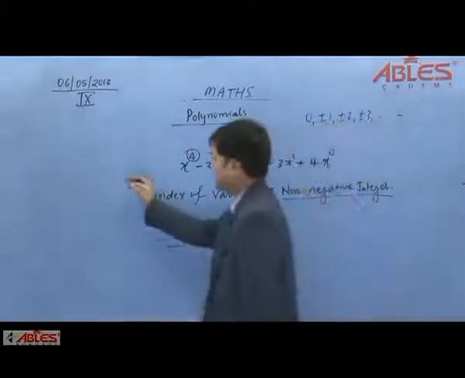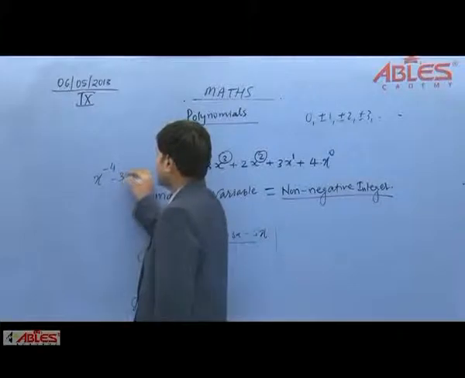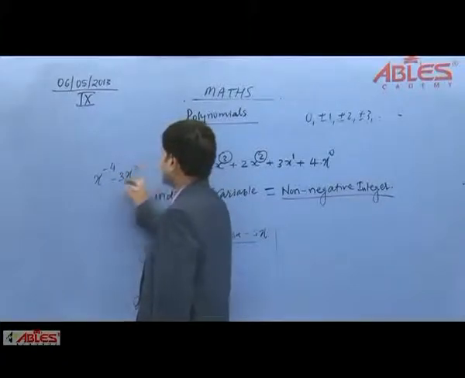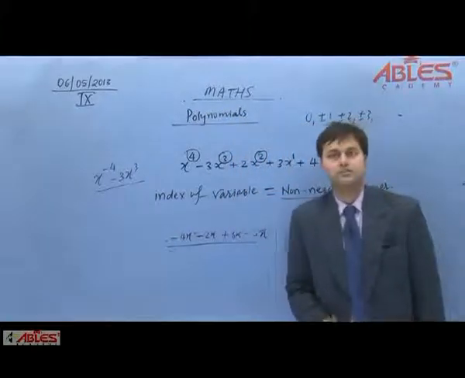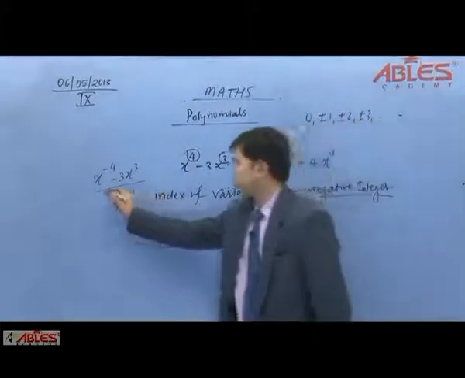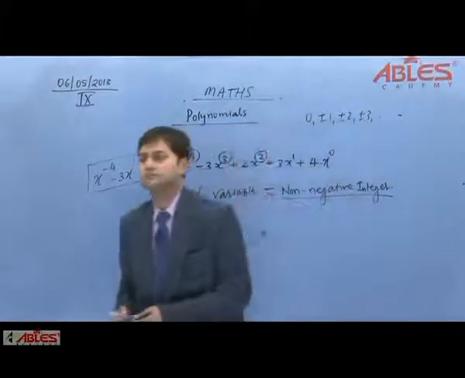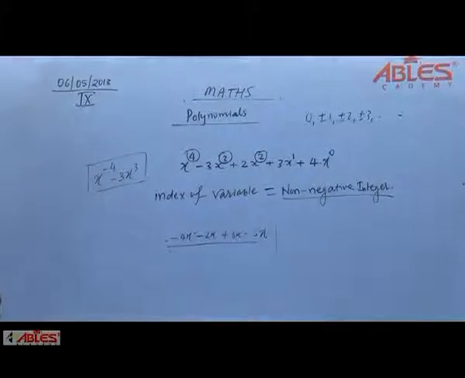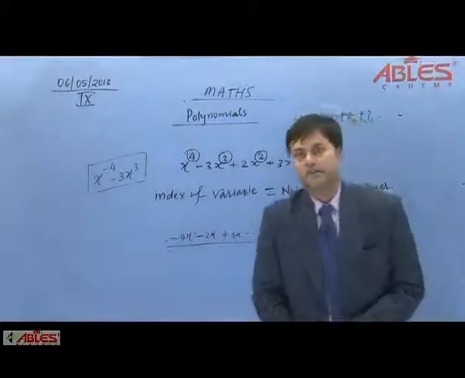So in this way, if I ask you whether x power -4 minus 3x power 3 is a polynomial or not, can you check whether the given expression is a polynomial or not? Yes, all centers? No. Why? Because for polynomials, the index of variables should be a non-negative integer.